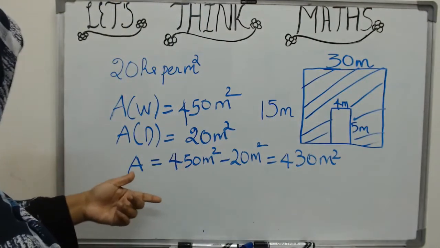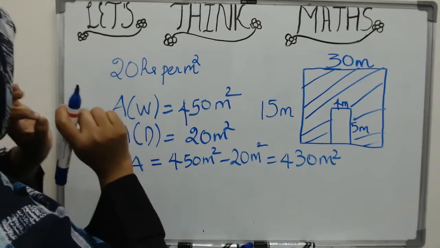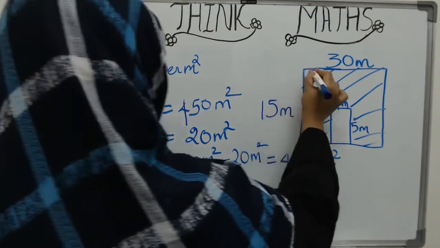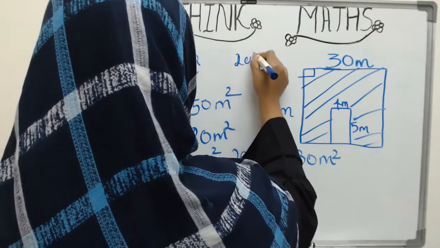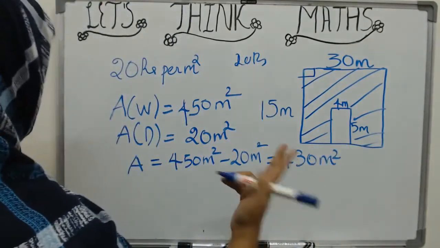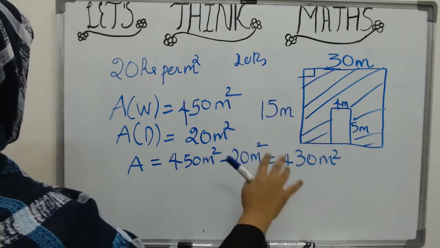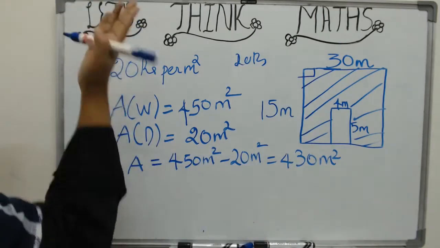But that is not the question. The question is, it costs 20 rupees per meter square. What do you mean by per meter square? For 1 meter square, you will have to pay 20 rupees. So for 2 meter square, 2 into 20. 3 meter square, 3 into 20. So 430 meter square, 430 into 20.